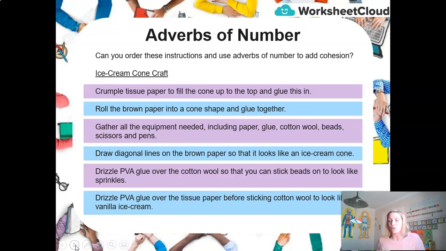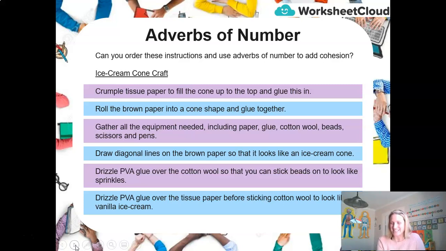Now those are all instructions, but they are not in the right order. So can you order the instructions and then use adverbs of number to add cohesion to the list? So firstly, secondly, afterwards, etc. See how you get on.